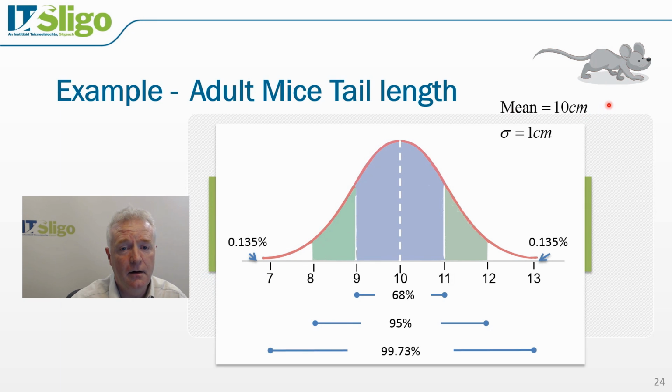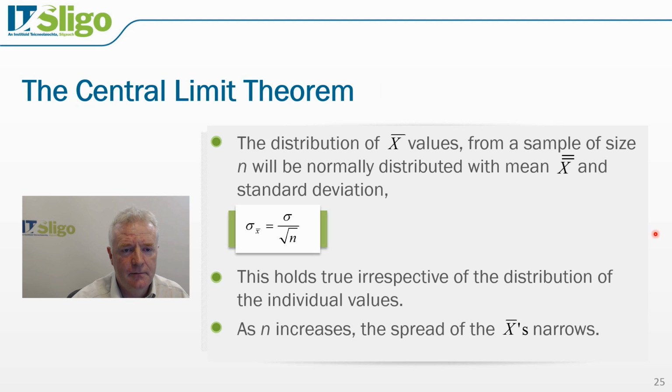So by means of these two parameters, the mean and standard deviation, we can actually characterize the tail lengths of mice. The central limit theorem is an important theorem in control charts. It implies that the distribution of x-bar values, in other words, the distribution of averages, will also be normally distributed and will have a mean equal to x-bar bar, or the average of all the averages. Its standard deviation will be sigma over the square root of n, where n represents the sample size. This holds true irrespective of the distribution of the individual values.